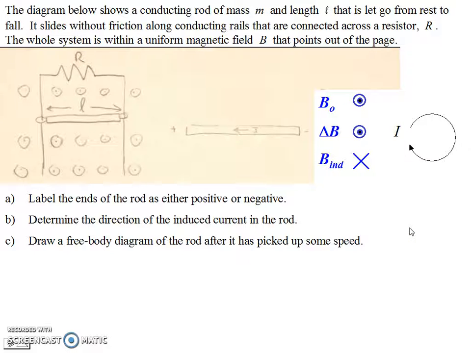Alright, part C here is drawing a free body diagram of the rod after it's picked up some speed, because I did say it's let go from rest, and so nothing interesting is going to happen at the moment it's let go. So just a little bit of time later, go ahead and draw the free body diagram, pause the video, and draw that.